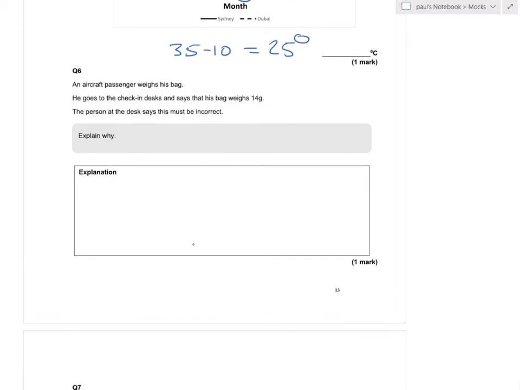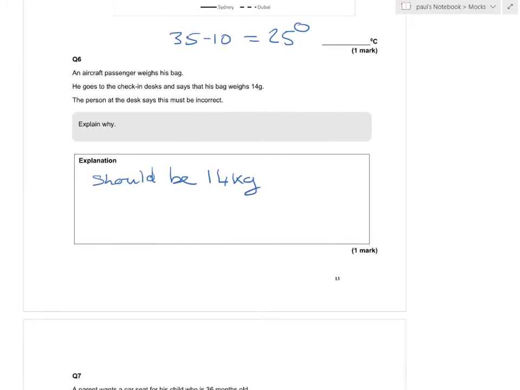An aircraft passenger weighs his bag. He goes to the check-in, says his bag is 14 grams. The person says he must be correct. Should be 14 kilograms, not 14 grams.